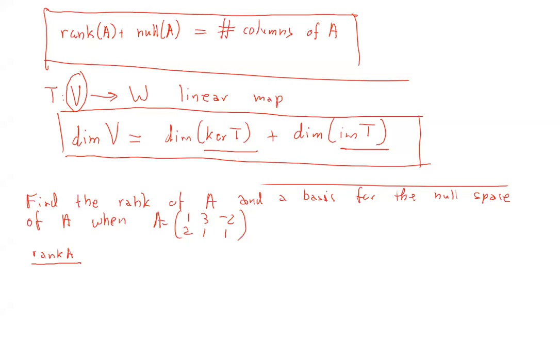You have two rows. So are the rows linearly independent? You can see right away that they are. Or if you like, you can even take a determinant. You can take 1, 3, 2, 1. And this determinant is negative 5, which is non-zero. So the rank is 2. Okay, right away.